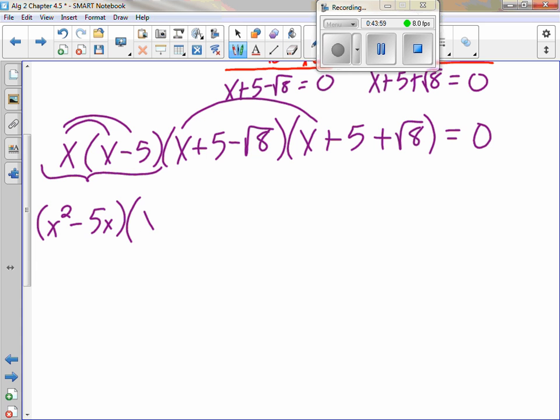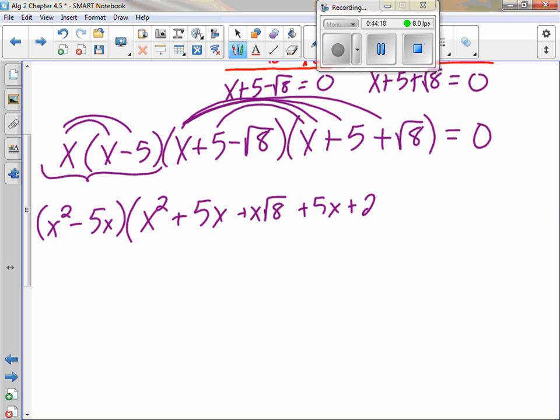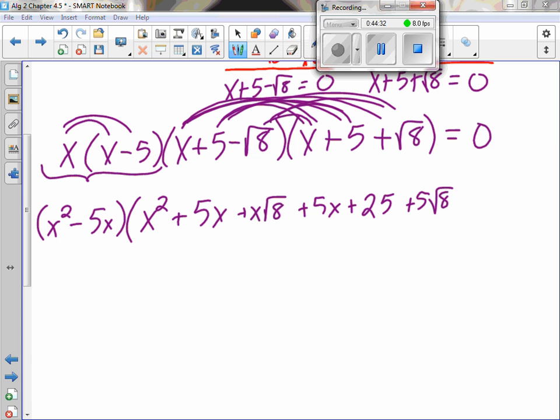X times x would be x squared. And then x times 5 would be plus 5x, and x times square root of 8 would be plus x square root of 8. Then we would have 5 times x would be plus 5x, plus 25, because 5 times 5, and plus 5 square root of 8. So that would get us the middle one. And lastly, we'd have this one here, the negative square root of 8.